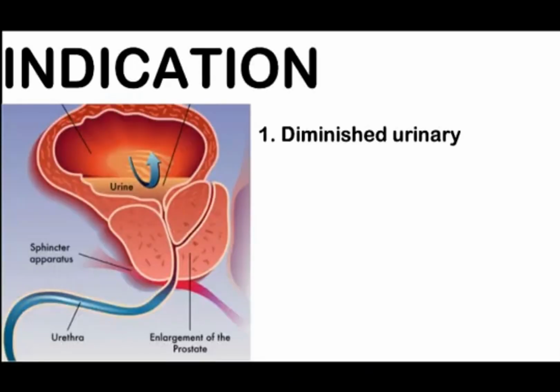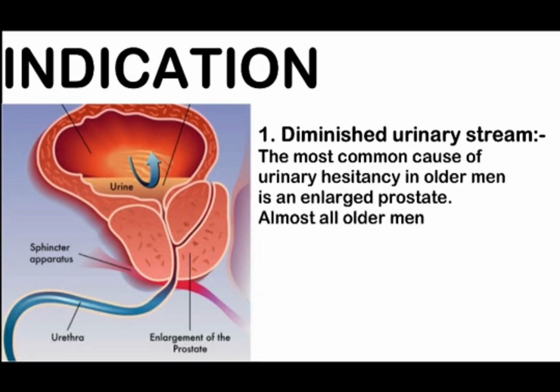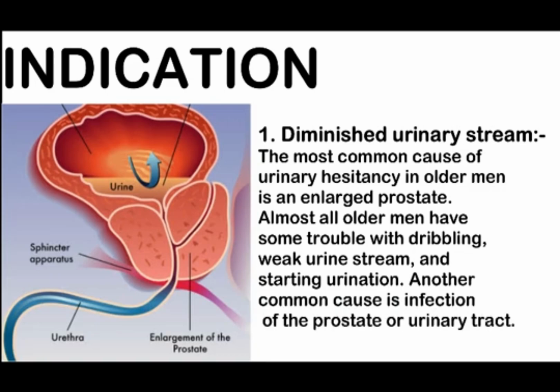Why do we do this procedure? That is the indication. First is diminished urinary stream. The most common cause of urinary hesitancy in older men is an enlarged prostate. Almost all older men have some trouble with dribbling, weak urine stream, and starting urination. Another common cause is infection of the prostate or urinary tract.